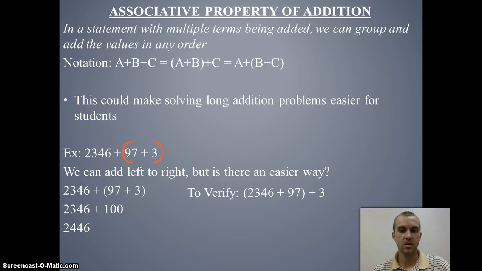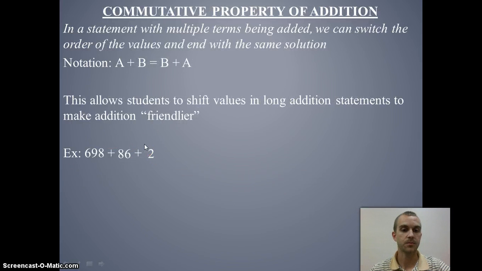Now I can check it and make sure, and if I add the two together I get 2,443 plus 3, 2,446. And you have to ask yourself, what's easier? Well, the associative property makes this a lot simpler to add.